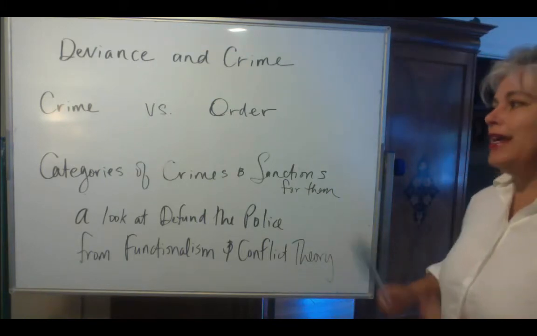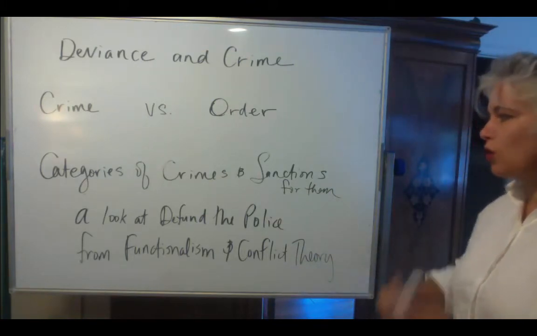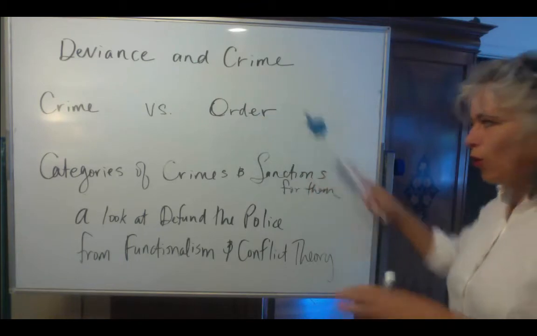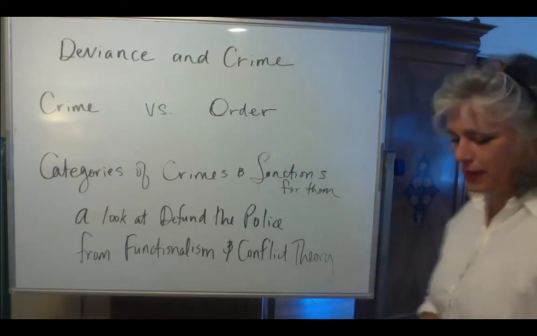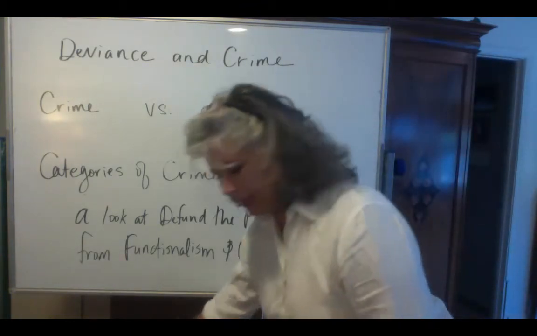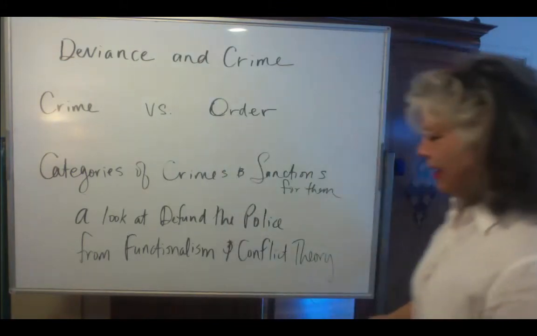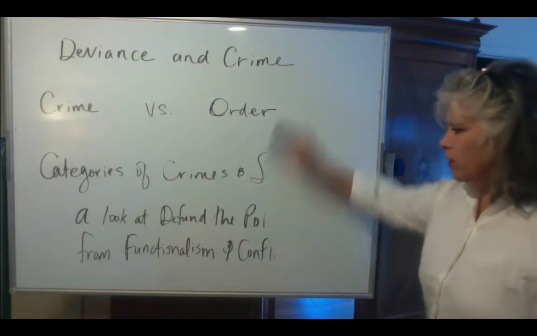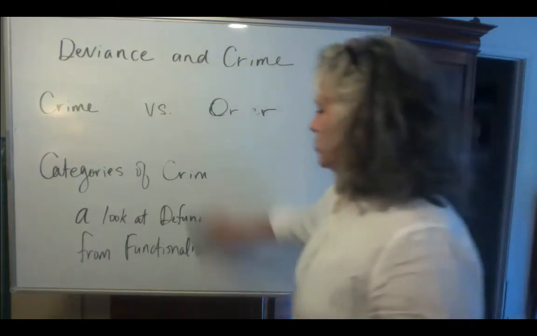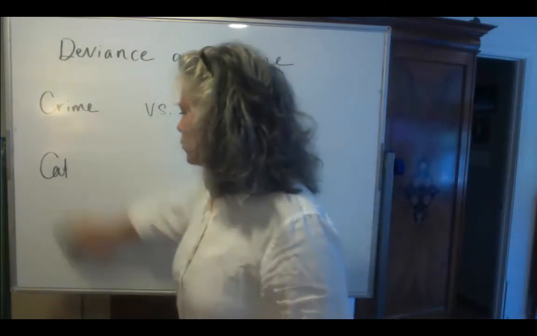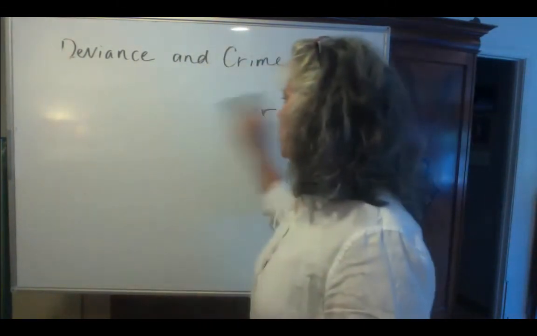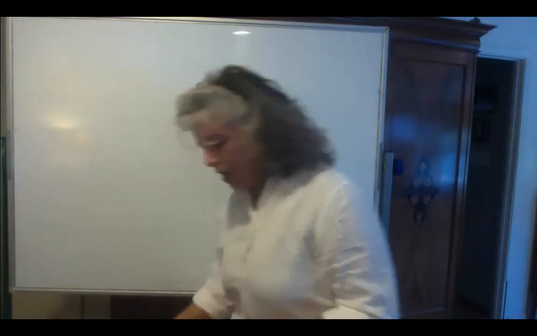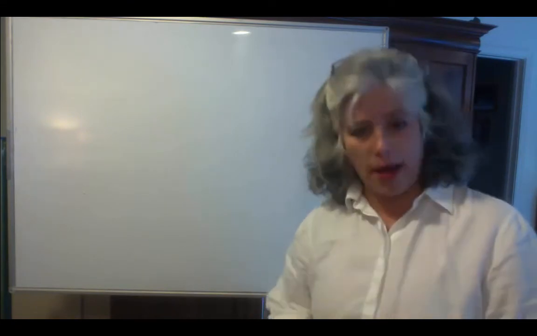So let's look at deviance and crime versus order in society, and types of crimes and the sanctions that go with them. So let me erase this for a moment. Here's a good time for you to pause or to rewind and mark the counter number on the video so you know where to go and start over again. But let's talk about categories of crime.